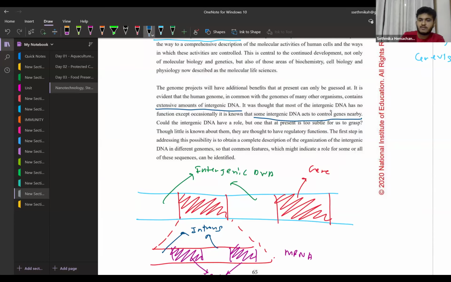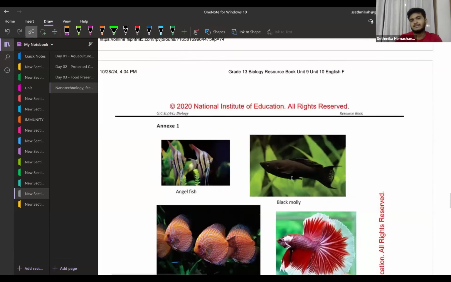Could the intergenic DNA have a role, one that at present is too subtle for us to grasp? So there might be a function that is not found yet. Though little is known about them, they are thought to have regulatory functions. The first step in addressing this possibility is to obtain a complete description of the organization of the intergenic DNA in different genomes, so that the common features which might indicate a role for some or all of these sequences can be identified. So if the common features are identified, sometimes a role can be identified. So the lesson is completed.